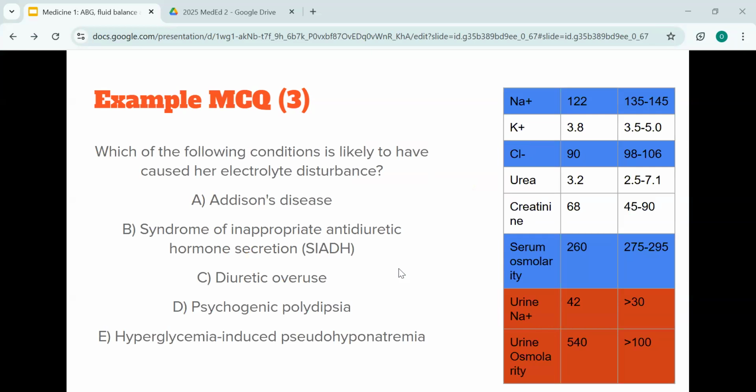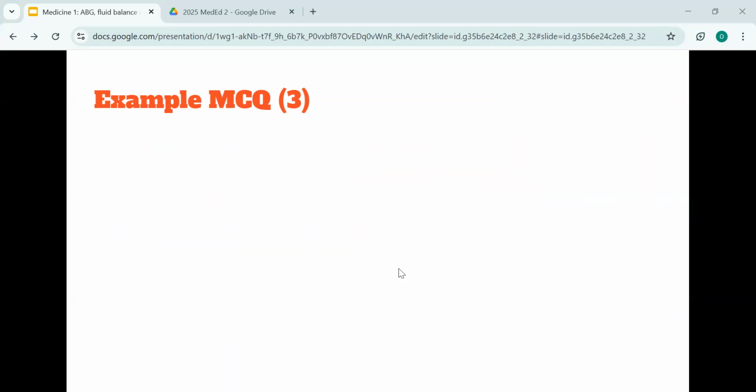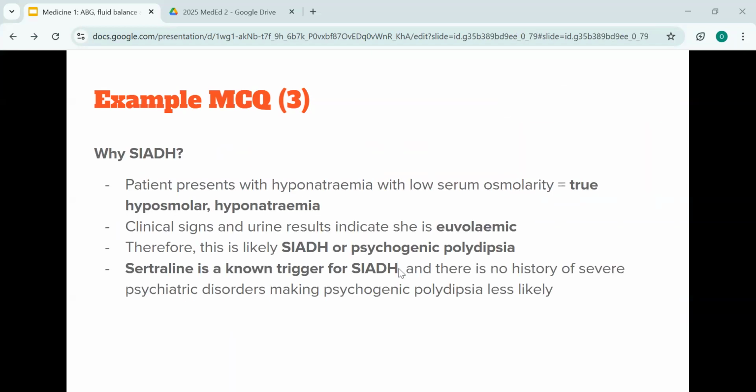So you should all be jumping towards B, SIADH. So we'll chat through it. This patient is presenting with low sodium, with a low osmolarity of the serum. So that's a true hypoosmolar, hyponatremic state.